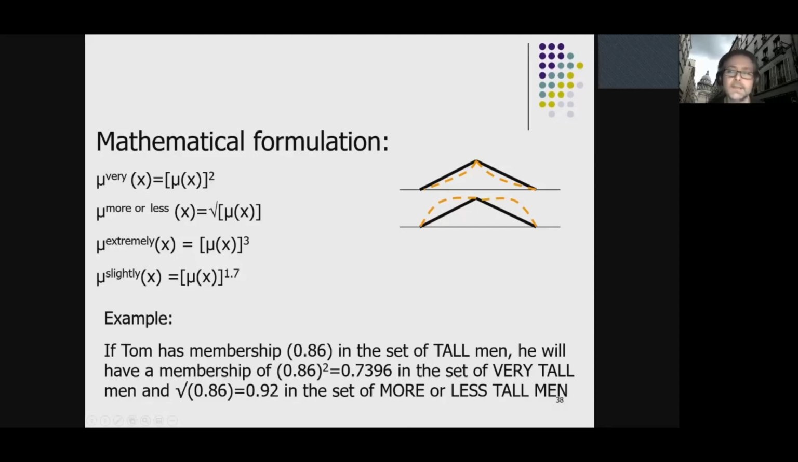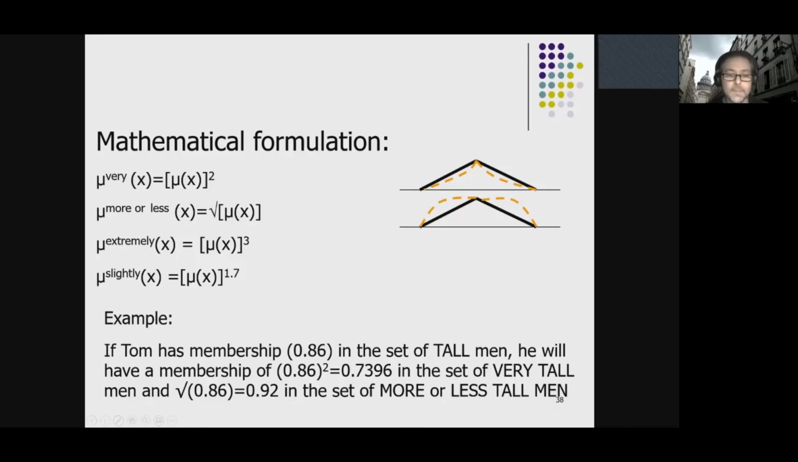If something takes extreme values, it's the membership degree to the power of 3. If something is slightly modified, has slightly changed, then according to fuzzy logic, it is the membership degree to the power of 1.7. Okay, this is how it has been defined. So it's very precise, not fuzzy at all, as you can see, despite the use of fuzzy in the definition of the theory.